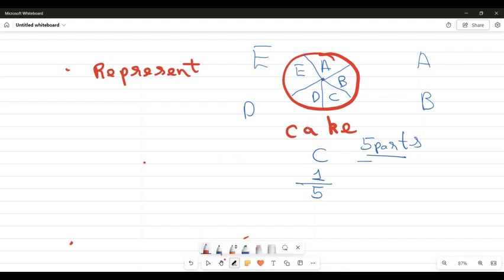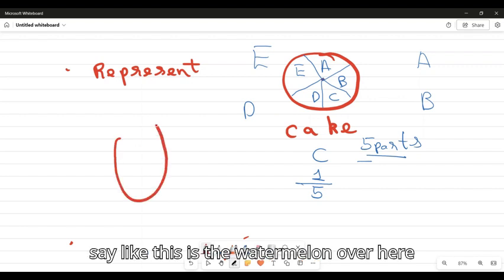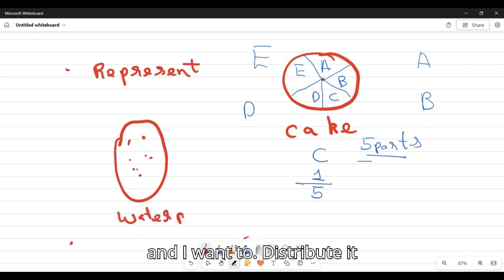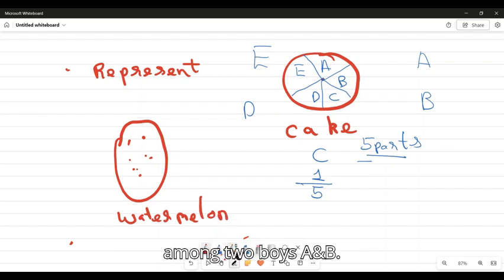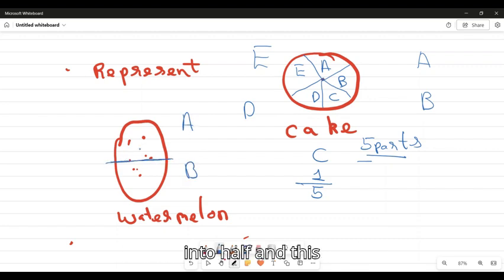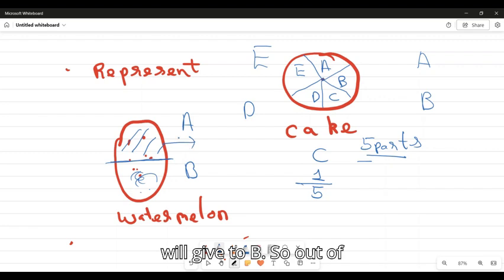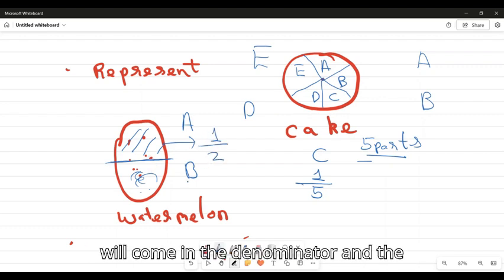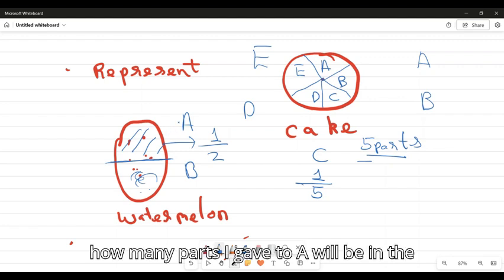Now if I have, say, a watermelon, and it's say like this is the watermelon over here, and I want to distribute it among two boys, A and B. So what I will do, I'll just split it into half, and this half I will give to A, the remaining I will give to B. So out of the whole, one part I gave to A. So how many parts were there after splitting? Two parts. So it will come in the denominator, and how many parts I gave to A will be in the numerator.